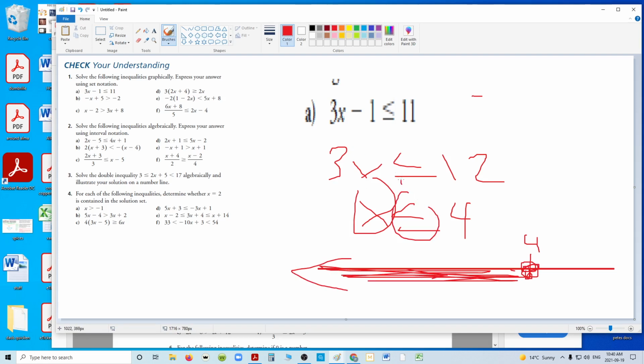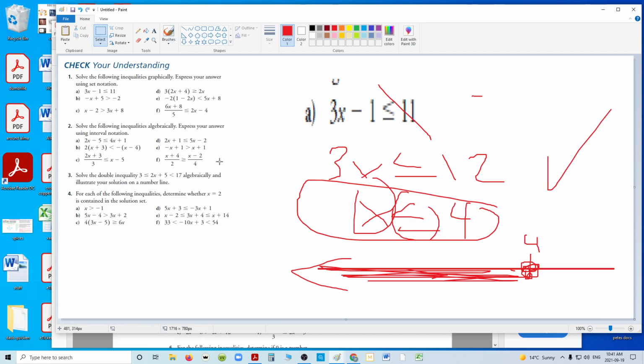And when we go back and test it, sure enough, when this is 3, we get 8, which is smaller or equal to 11. When it's 4, we get 11 exactly, which is smaller or equal to 11. And when it's 5, we get 14, which is not smaller or equal to 11. So therefore, when we test it, the rule is true.